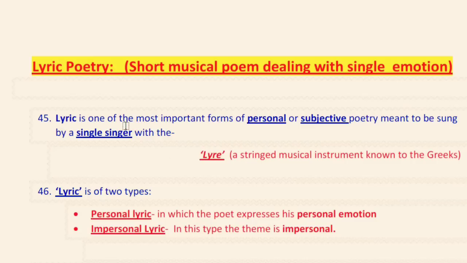Okay, now let's talk about lyric poetry, a short musical poem dealing with a single emotion. Question number 45. Lyric is one of the most important forms of personal or subjective poetry meant to be sung by a single singer with the lyre. The answer is lyre. It's a stringed musical instrument known to the Greeks.